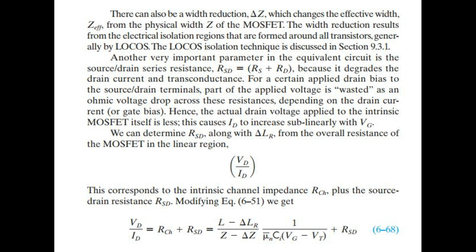Another very important parameter in the equivalent circuit is the source/drain series resistance, R_SD equal to R_S plus R_D, because it degrades the drain current and transconductance. For a certain drain bias applied to the source/drain terminals, part of the applied voltage is wasted as an ohmic voltage drop across these resistances, depending on the drain current, or gate bias. Hence, the actual drain voltage applied to the intrinsic MOSFET itself is less. This causes I_D to increase sublinearly with V_g.